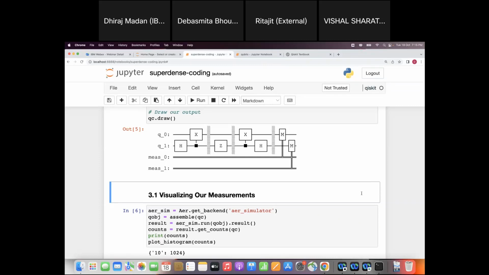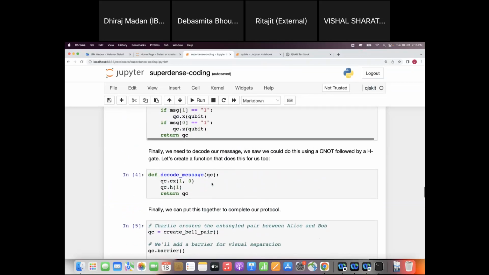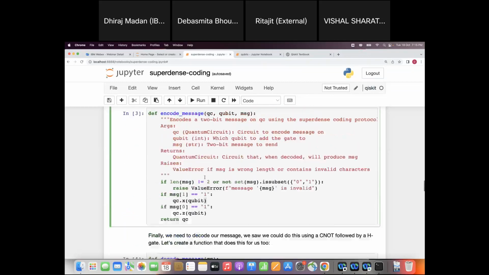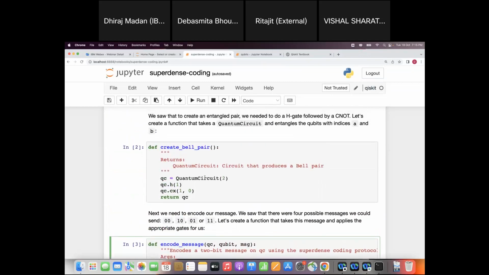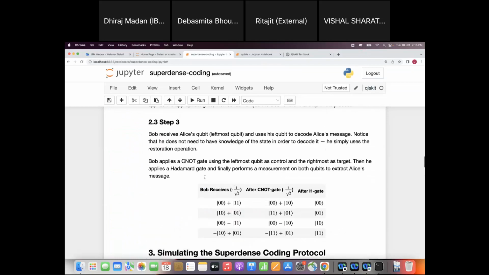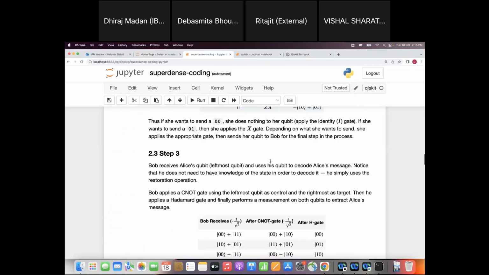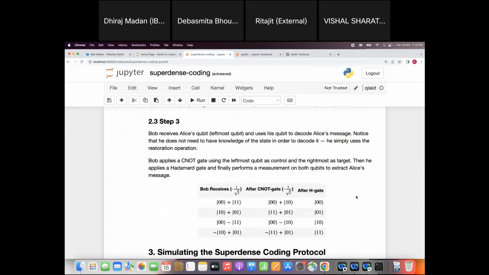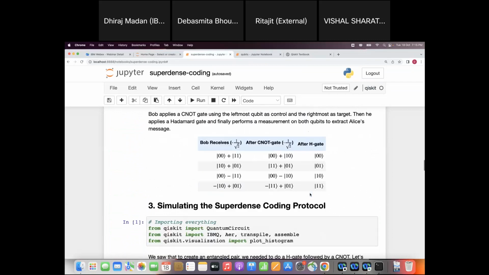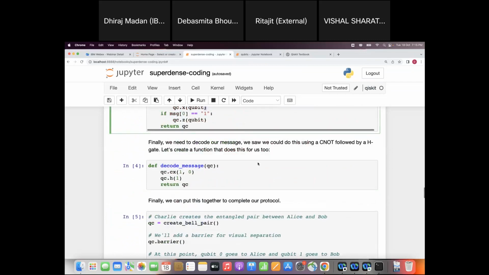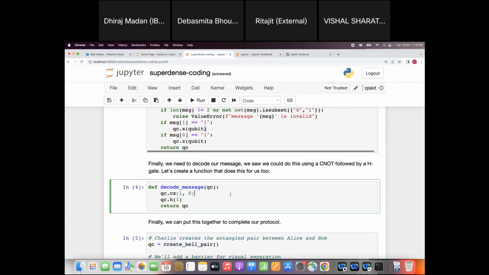How will Bob know which gate to apply to decode the information, right? For Bob, the gates are not dependent on the message. For Bob, it's always the unentangling operation followed by the Hadamard. It's on Alice, based on the message she is sending, to choose the gates which she applies. So Bob never applies gates based on the message. Bob has a fixed set of gates to apply, which is C naught followed by Hadamard, and then he recovers the state in the form of basis states. So he recovers the message in the form of basis states.